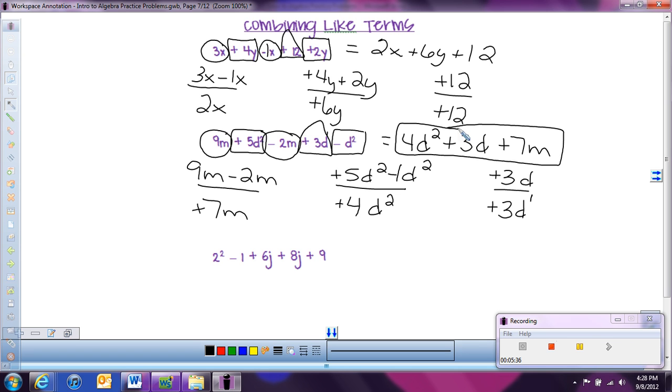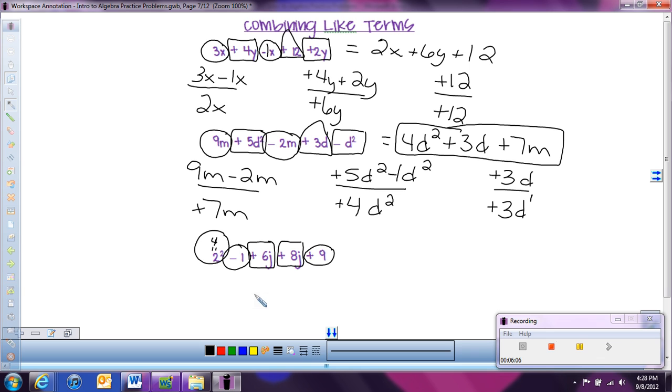We're going to try one last one just to make sure that we got it. So again, we'll start the same way. Here we have 2 squared, and 2 squared is really 4, so I'm just going to write that above there so that I remember that. So this is just a constant. And I'm going to circle any other constants that I have. So here would be a -1. Here would be a +9, so I have those all together. And here we have +6j and +8j. Those are also like terms with each other.